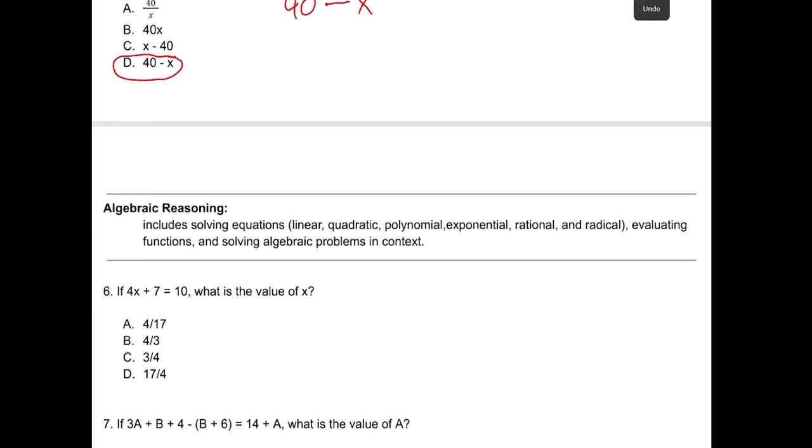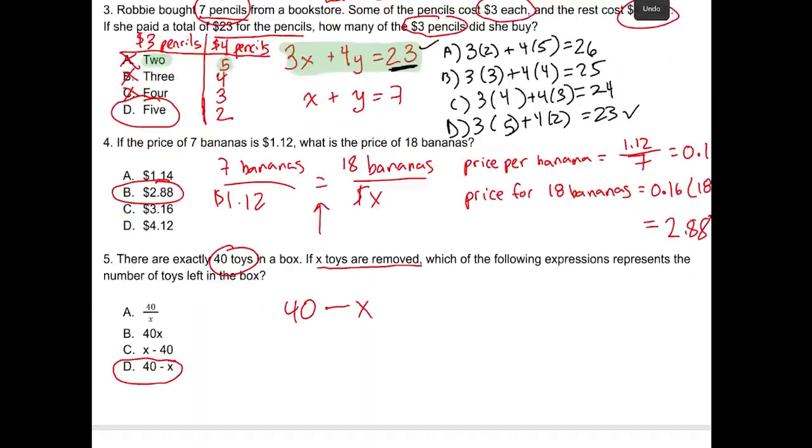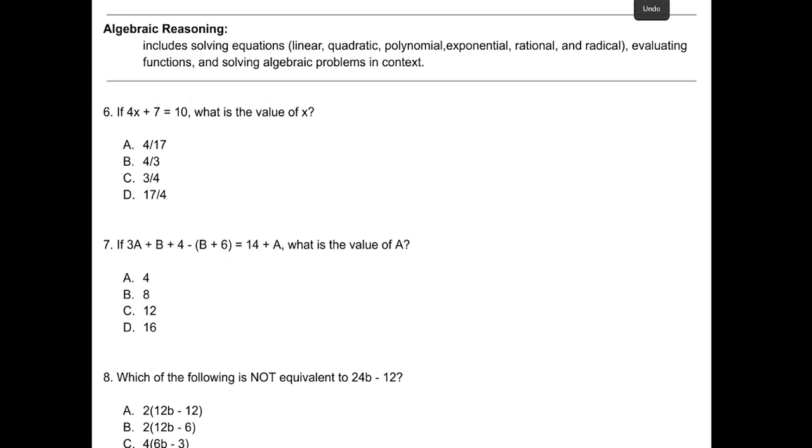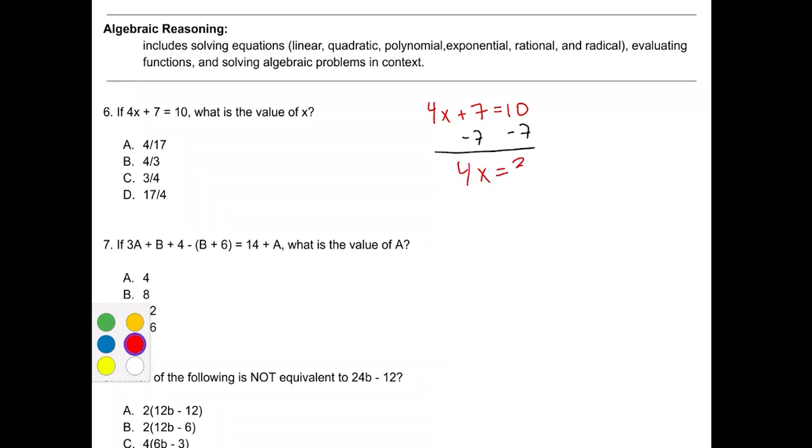Okay, let's move on from the quantitative reasoning to algebraic reasoning, where we're going to be solving equations, doing a little factoring, that sort of thing. Number 6 says if 4x plus 7 equals 10, what is the value of x? So if I have 4x plus 7 equals 10, I can subtract 7 on both sides. That's going to give me 4x equals 3. And then I can divide both sides by 4 to get x equals 3/4. And that is your answer.